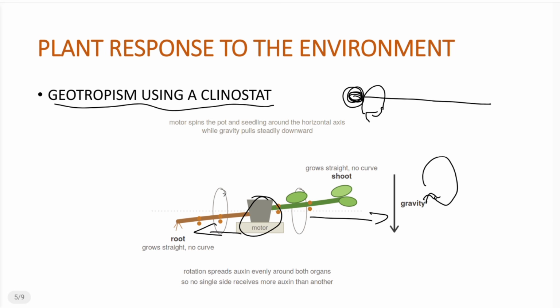Why is this the case? This is simply because there's not going to be any one side that we're going to say has a higher concentration or a lower concentration of auxins. The distribution of auxins when a clinostat is used is going to be even. Now, why is it even? This is simply because there is no side that we're going to define as being definitively the bottom or the top side. Since it is always spinning at all times, the concentration of auxins is going to be even on all sides. All right.